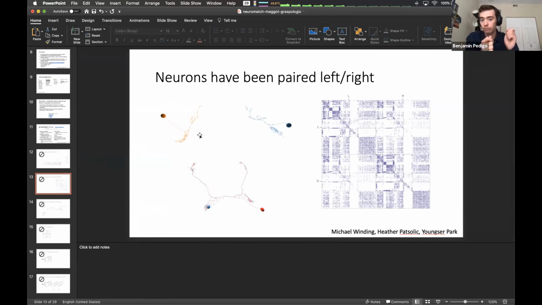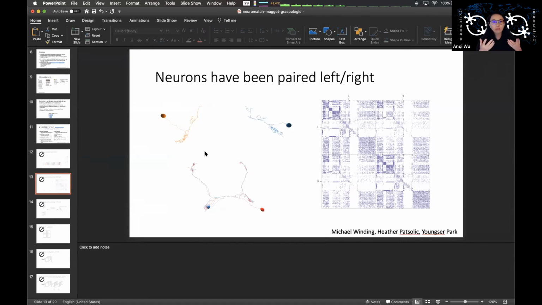And you can see that based on both morphology as well as connectivity. So if you see these, this is a pair of neurons on the left and the right side that are morphologically very similar. In terms of connectivity, they're sort of mirror images of one another. So that's what I mean when I say neuron pairs.